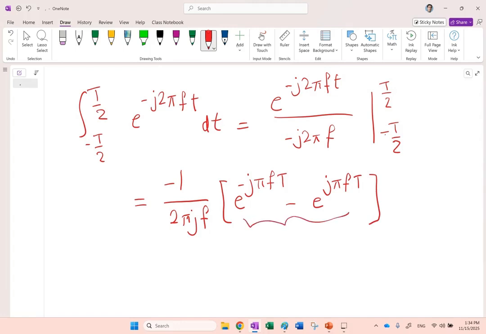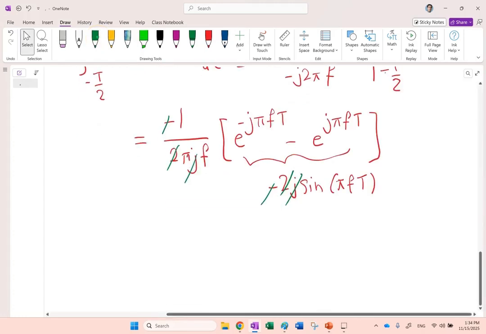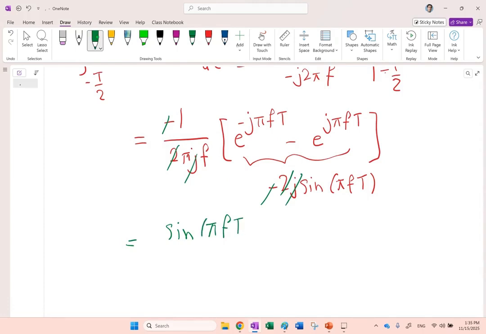And this, from the Euler formula, as you know, is going to be negative 2j times sine of pi f T. Okay, there we go. Now that negative and that negative cancel, that 2j and this 2j would cancel. And if you simplify, you are going to get sine of pi f T divided by f. And if you want, you can multiply it by a T and divide it by a T. You make it like this.